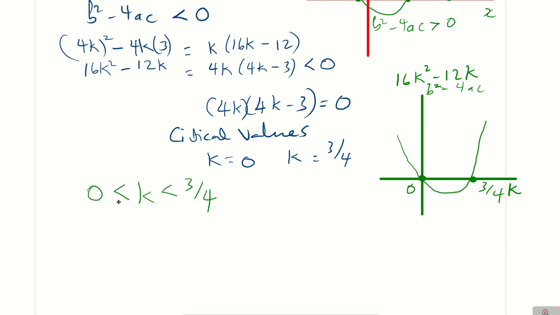So for there to be no roots, we want k to be either equal to 0 or any value between 0 and 3/4. And that's the final answer.